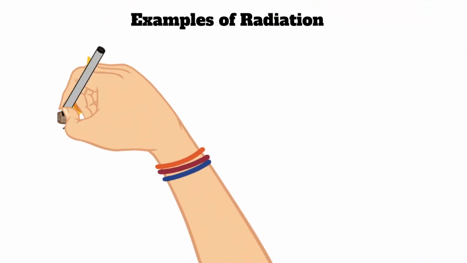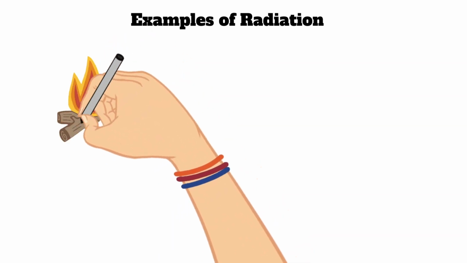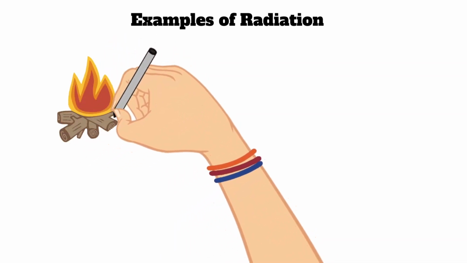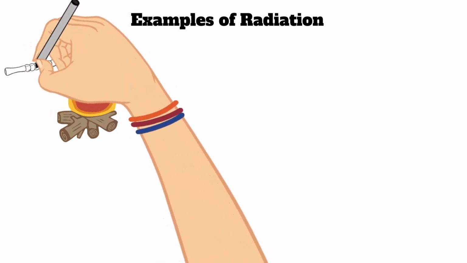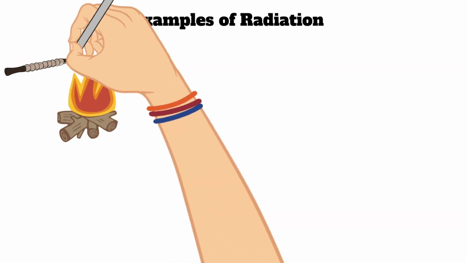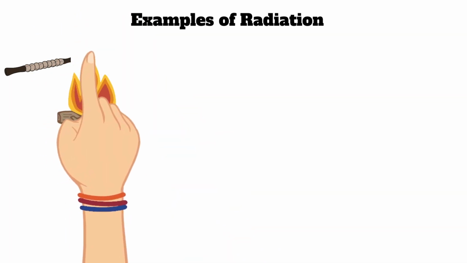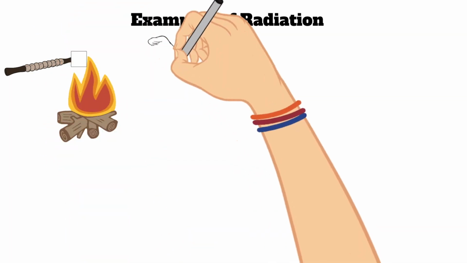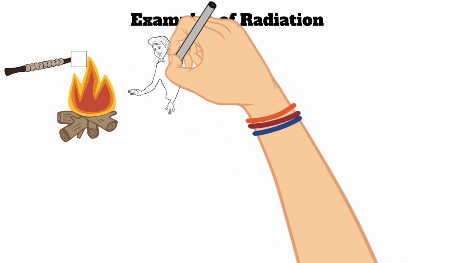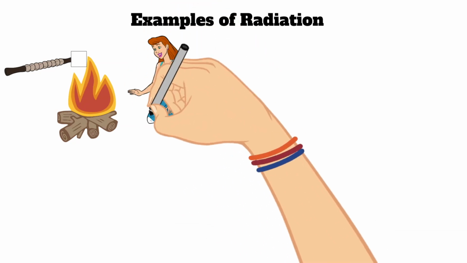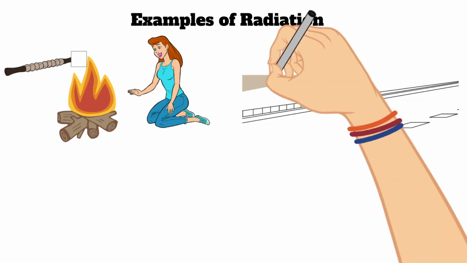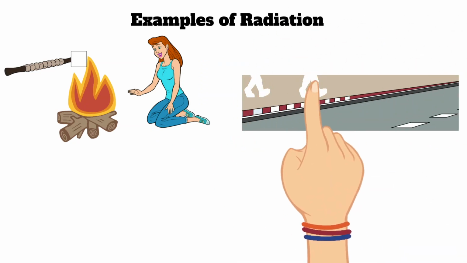So let's think about a campfire. You are sitting around on a cool summer evening around a campfire with your family, eating marshmallows. What do you feel from the campfire? You feel heat emitted from the campfire. Another example would be the emission of heat from a hot sidewalk.